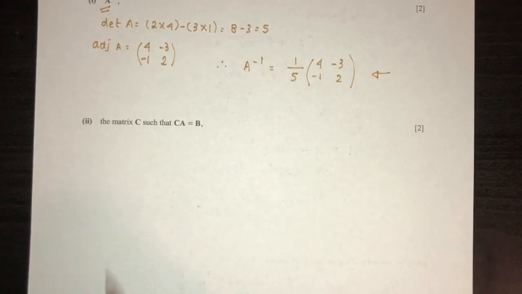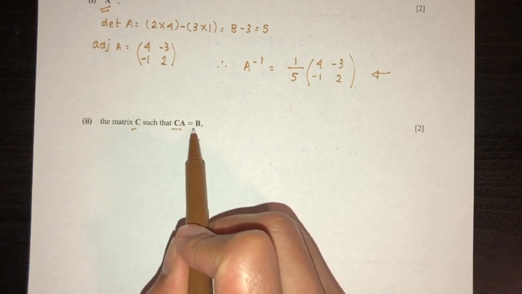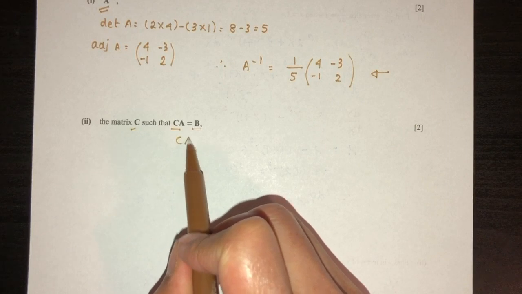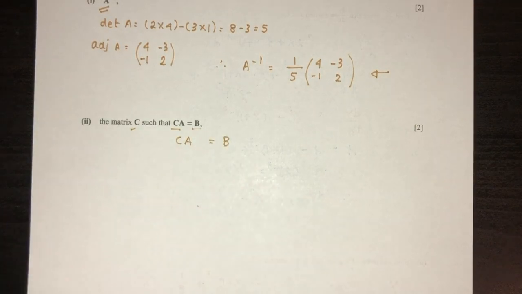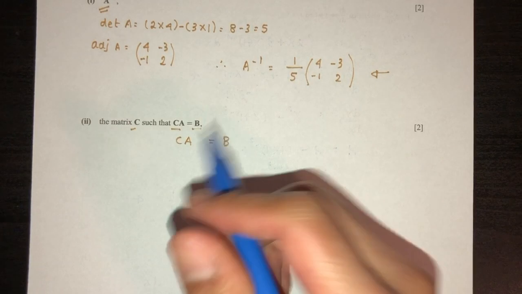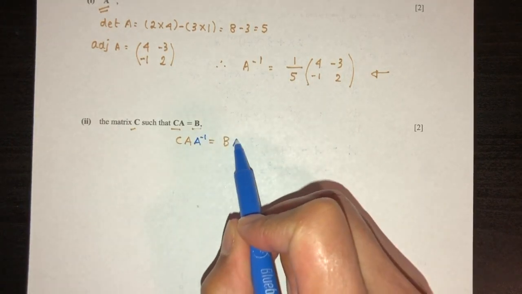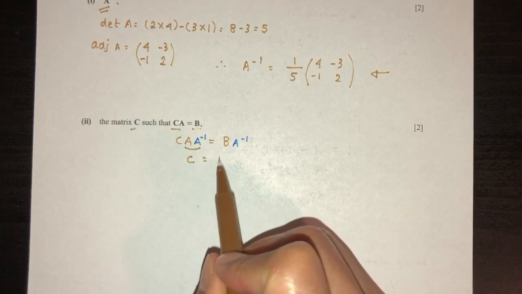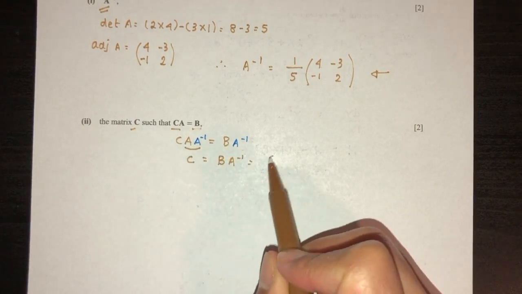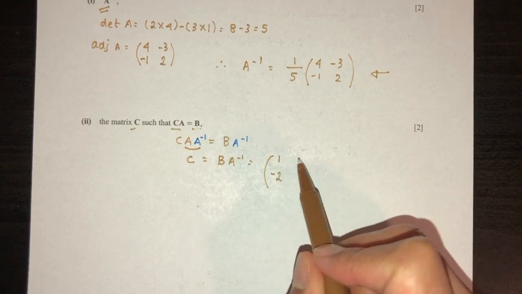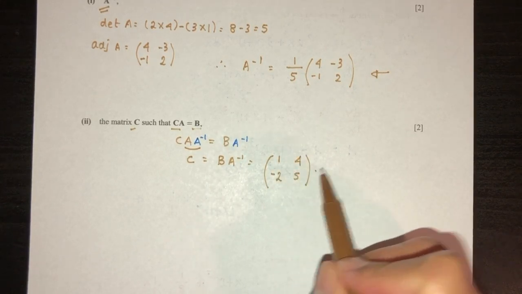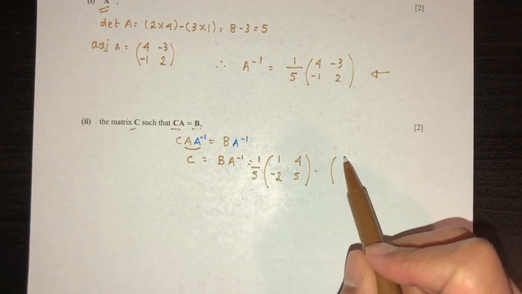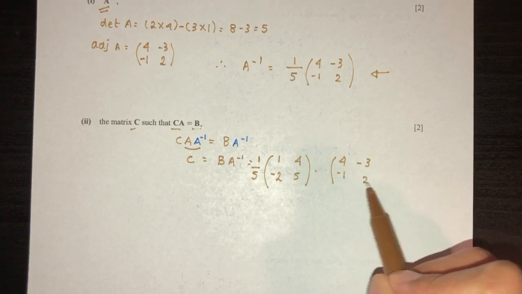Now part 2, the matrix C is such that CA is equal to B. So if you observe, you have to find the value of C. So CA is equal to B. So you have to eliminate the value of A. So you have to multiply by A inverse here and A inverse here. So this will become I. So you will have C is equal to B times A inverse, which is B is given to you by 1 minus 2, 4, 5 times A inverse, which is 1 over 5. We can put this in front. 4 minus 1 minus 3, 2.